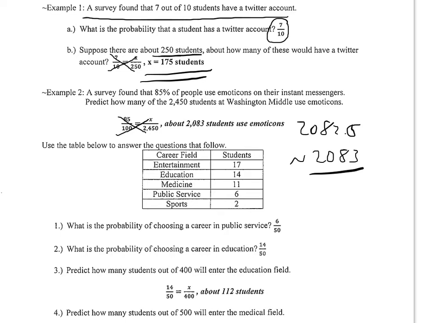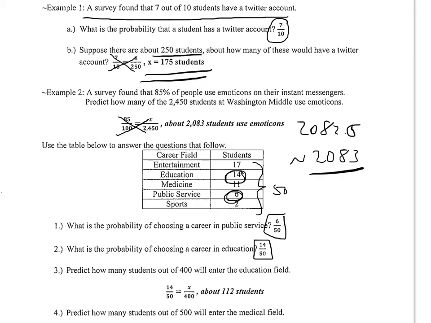In the next part, there's a table here, so we can use this information in the table. So the first question says, what is the probability of choosing a career in public service? Here's public service, there's 6. And I add all these up, that's 50. So 6 out of 50 would possibly choose public service. Number 2, education. I look in the chart or the table, here's 14. So again, it's 14 out of 50.